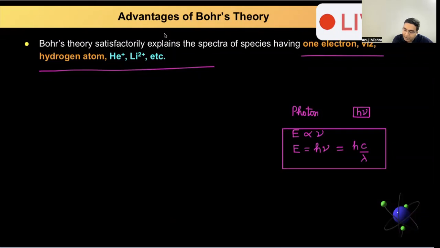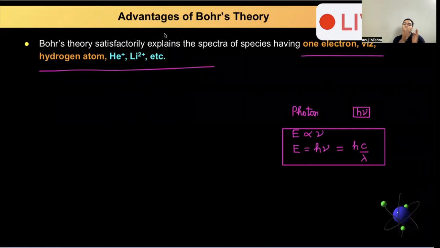E comes out to be hc by lambda. ठीक है? यानी अगर आप किसी भी फोटोन की बात करते हैं तो उस केस में जो एनर्जी ट्रांसफर होगा वो hc by lambda, 2hc by lambda, 3hc by lambda, 4hc by lambda, 5hc by lambda इस फॉर्म में होगा. It can't be 1.1 hc by lambda. It has to be always quantized as a packet.